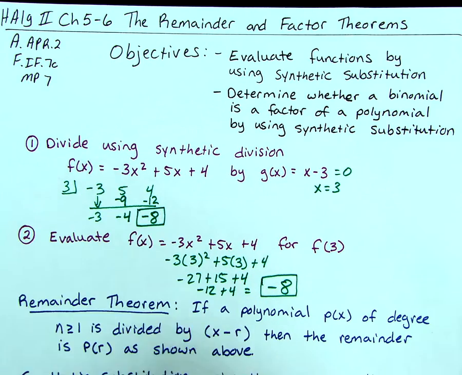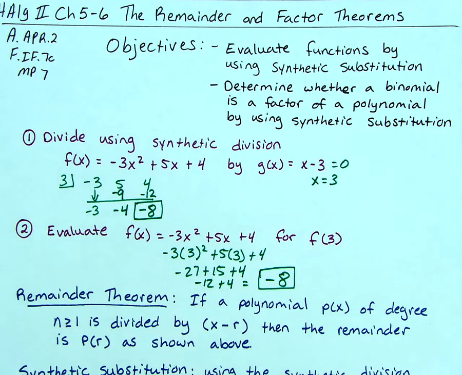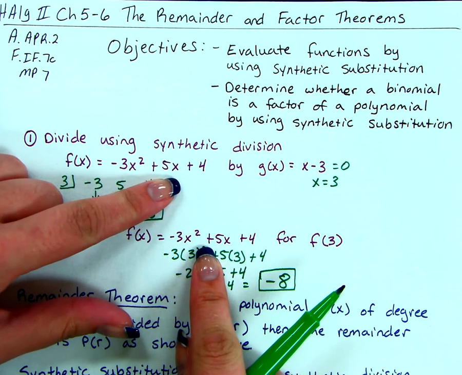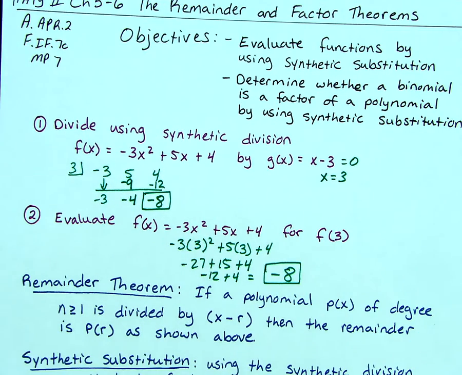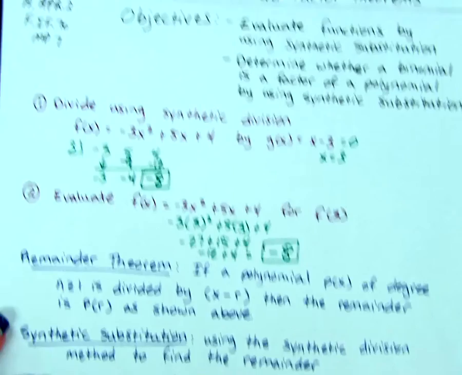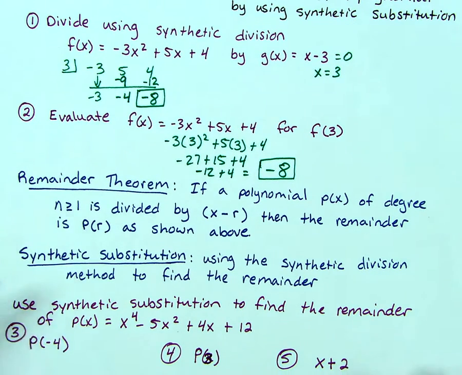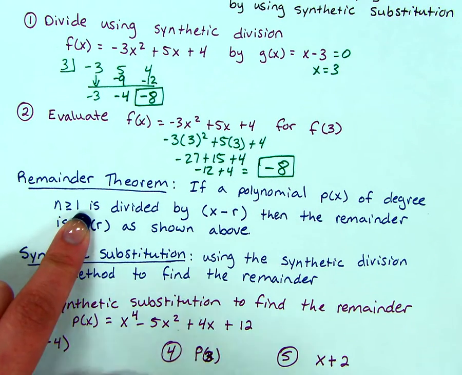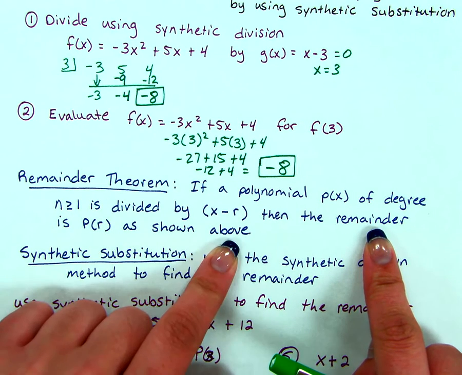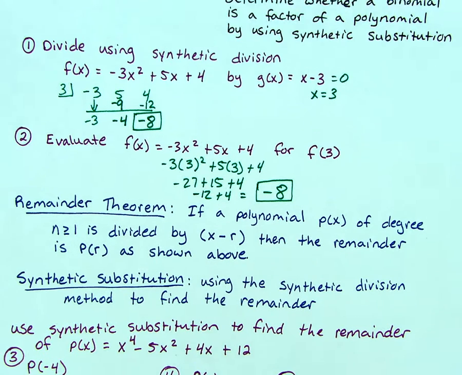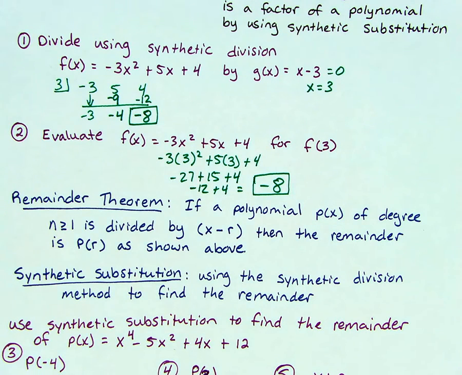Okay. Now I want you to notice the answer when we evaluated was the same as the remainder for our first problem. Notice our equations are exactly the same, and the 0 that we used was exactly the same. That's basically what our remainder theorem says. It says if a polynomial p of x of degree n greater than or equal to 1 is divided by x minus r, then the remainder is p of r as shown above. So this is telling us if you are asked to either find the remainder or to evaluate, you can now choose between either method, whichever one you like better, or whichever one is more convenient at the time.